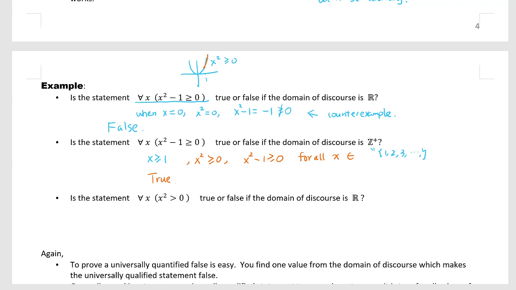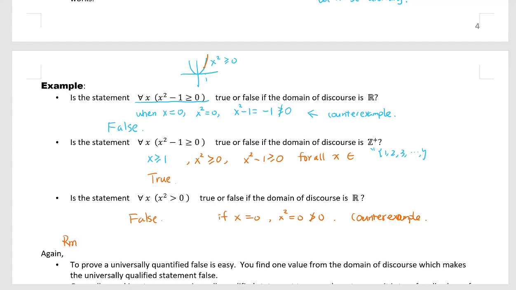Okay, next. Is the statement "for all x, x squared is greater than 0" true or false if the domain is R? Well, this is false, right? Because we just said if x is 0, then x squared is 0. It's not greater than 0. So this gives us a counterexample. So that's why this statement is false. However, how can we make this statement true?